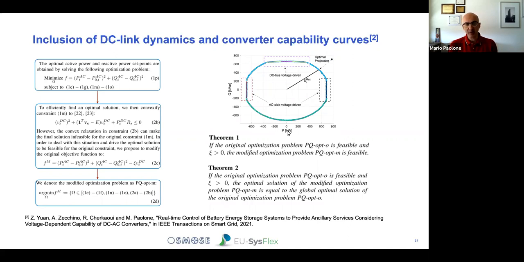Since this optimization framework is convex, it guarantees uniqueness of the solution and can be solved in practically real time. So we show in the paper that we can solve these problems in tens of milliseconds. That, for providing primary control services, is fundamental.